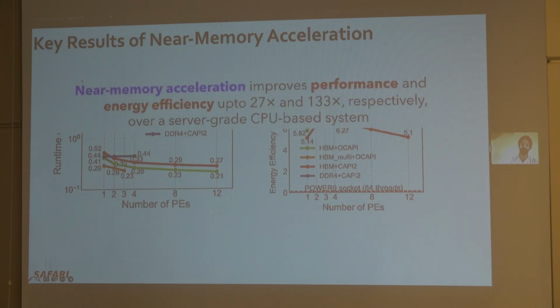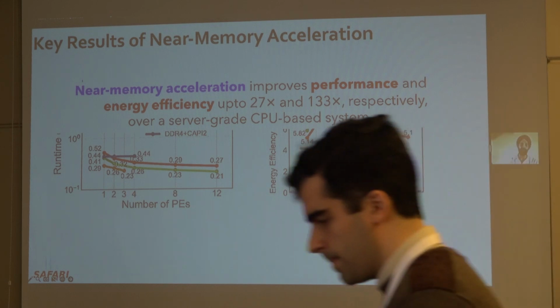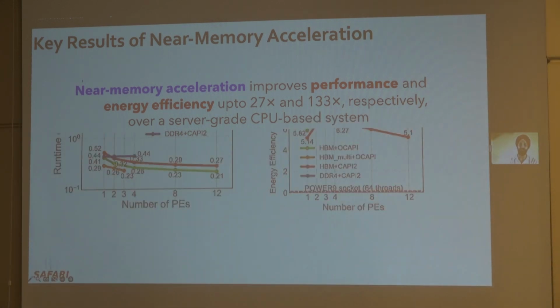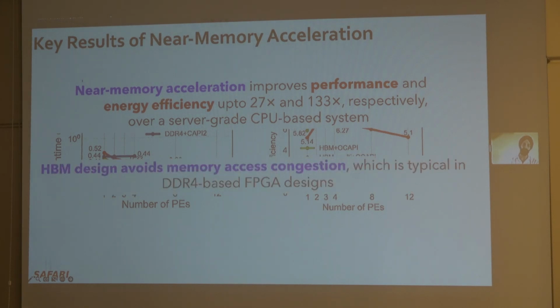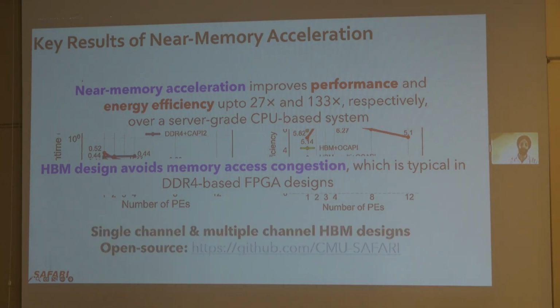And then we observe that near-memory acceleration improves performance and energy efficiency by up to 27x and 133x respectively over the complete CPU-based system. And we also provide a lot of insights and observations. For example, these HBM designs can avoid the memory access congestion, which is typical in DDR4-based FPGA designs, if we scale properly with the number of channels available. And we open source our design, so please feel free to try it out on our GitHub page.